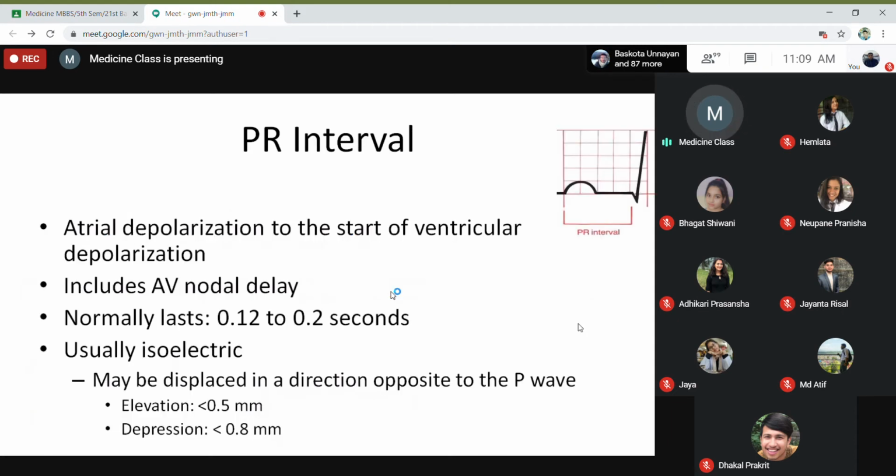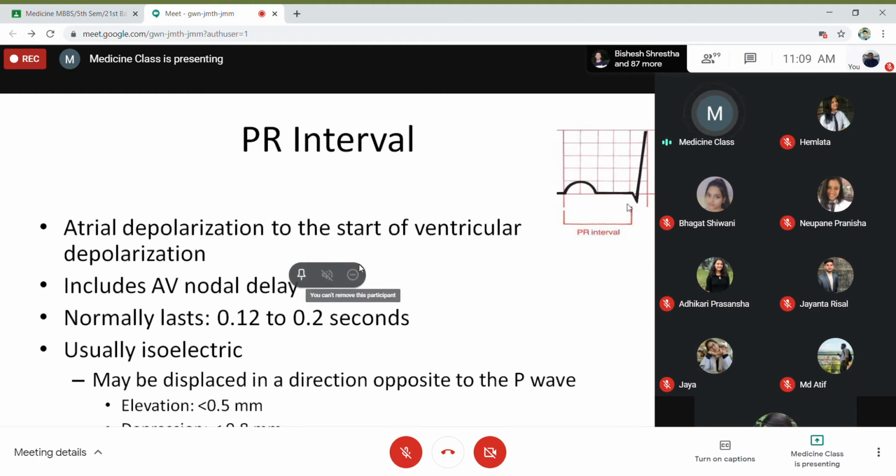And PR interval starts from the P to the starting of R wave or QRS complex. So this PR interval is this one, and this includes the AV nodal delay, and it's usually 0.12 to 0.2 seconds, and usually it's isoelectric.